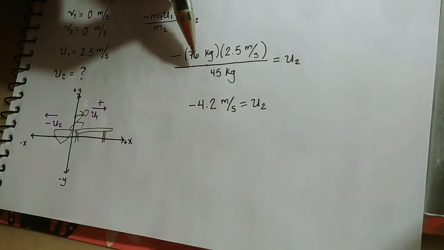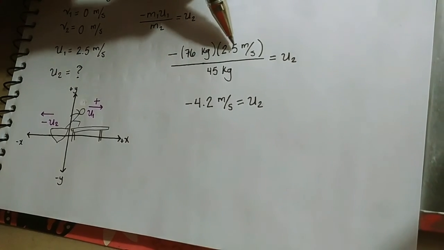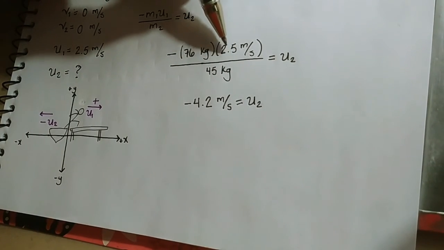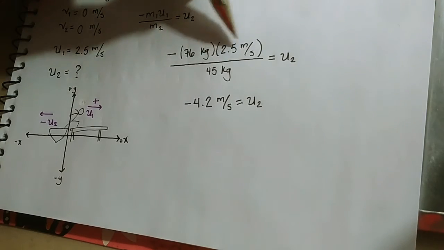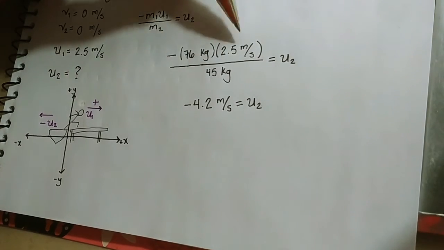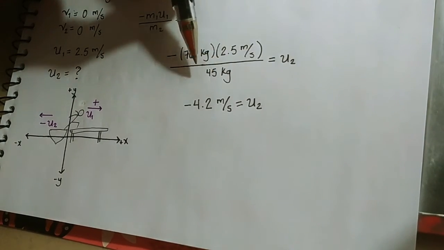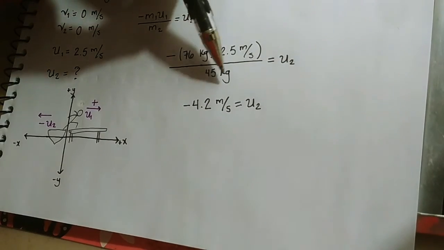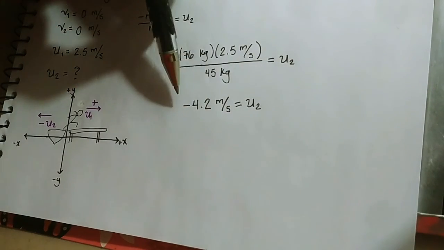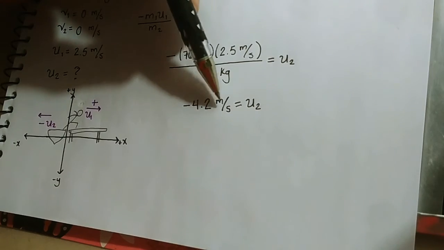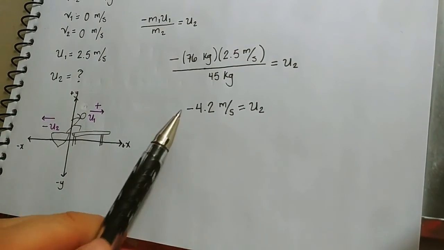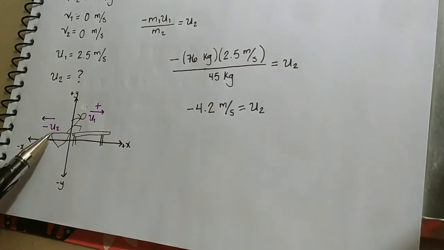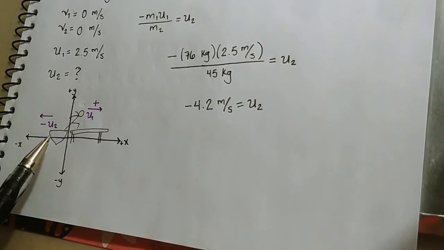We input our data: mass 1, 76 kilograms, initial velocity 1, 2.5 meters per second. It's positive because it's moving to the right. Divided by the mass of the boat, which is 45 kilograms. So after solving, we obtain negative 4.2 meters per second. What does the negative sign mean? That means that the boat is moving to the left.